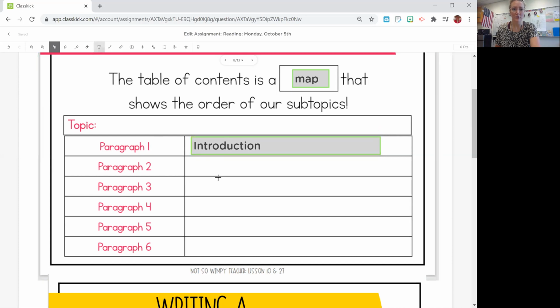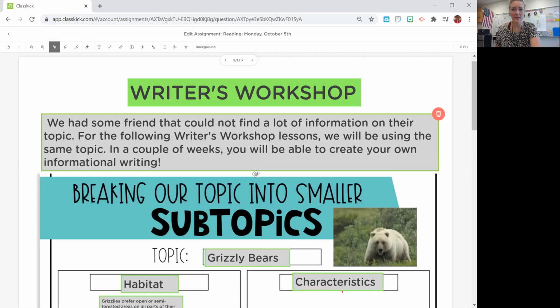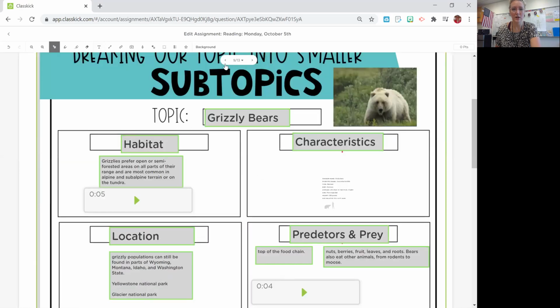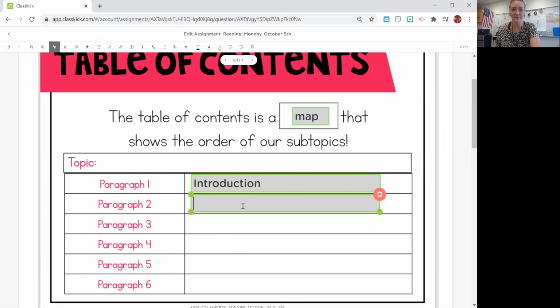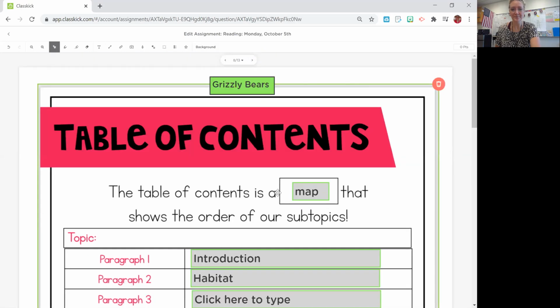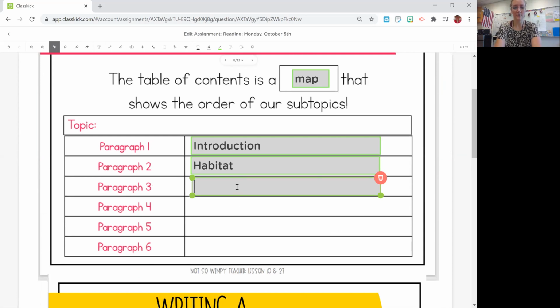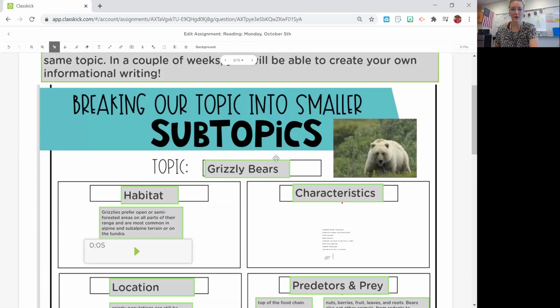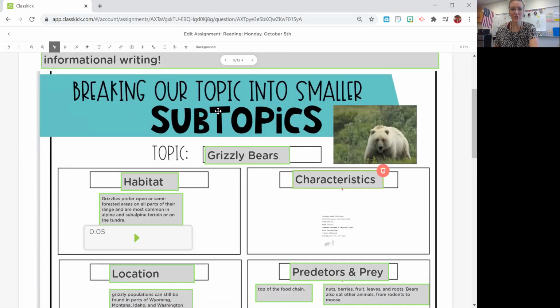Our second paragraph, make sure you are writing this down in your class notebook as I am writing them down. And I can look back on my brainstorm map. Okay, so my first one, I want to talk about their habitat. My third paragraph, I'll go and find my second subtopic, location. So my third paragraph will be about their location. Our fourth paragraph will be about characteristics.